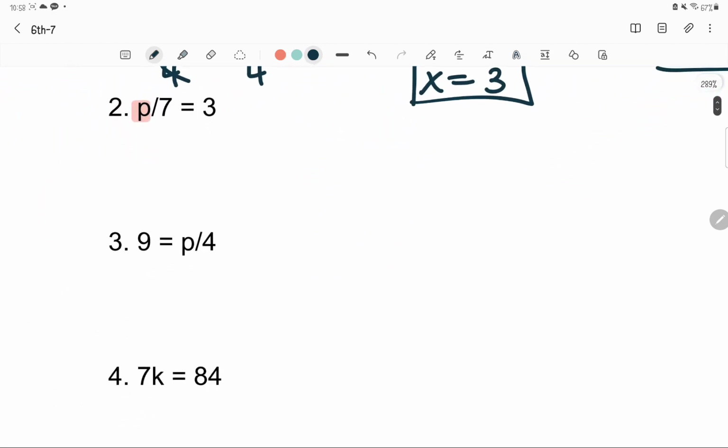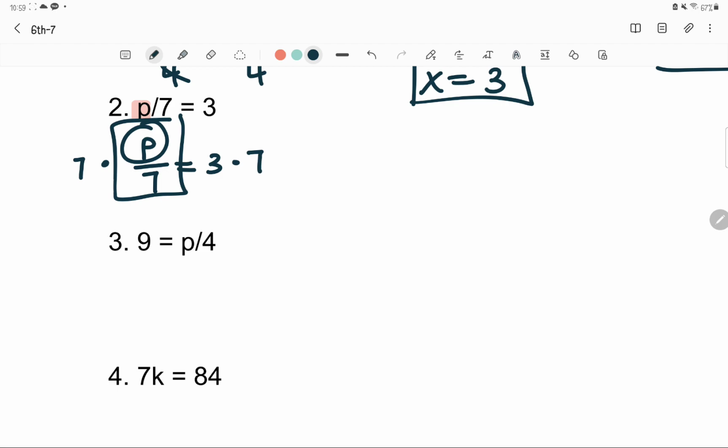Okay, for number 2, it's actually p over 7 equals 3, right? And this means that you divide a number by 7 and you get 3. So same as the previous question, you just need to get the p by itself on one side of the equation. So what you have to do is multiply by 7 on both sides, because you have to get rid of 7.